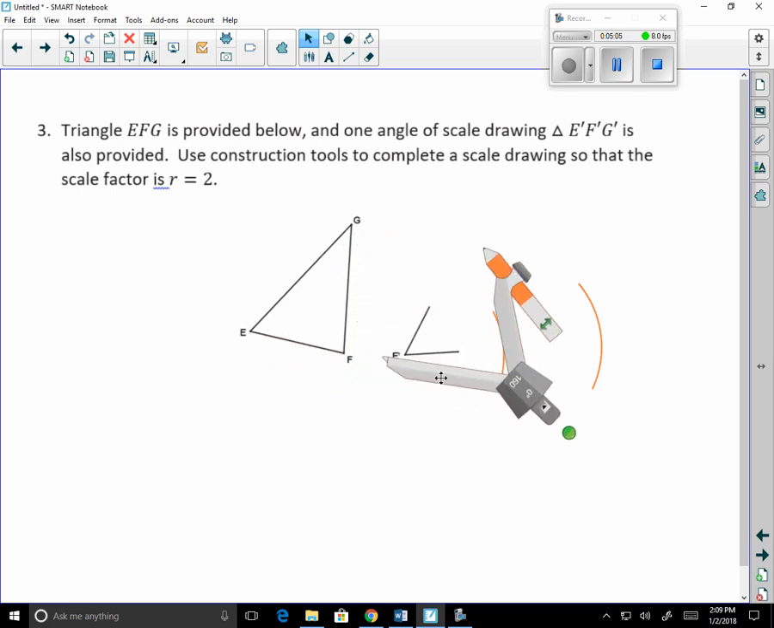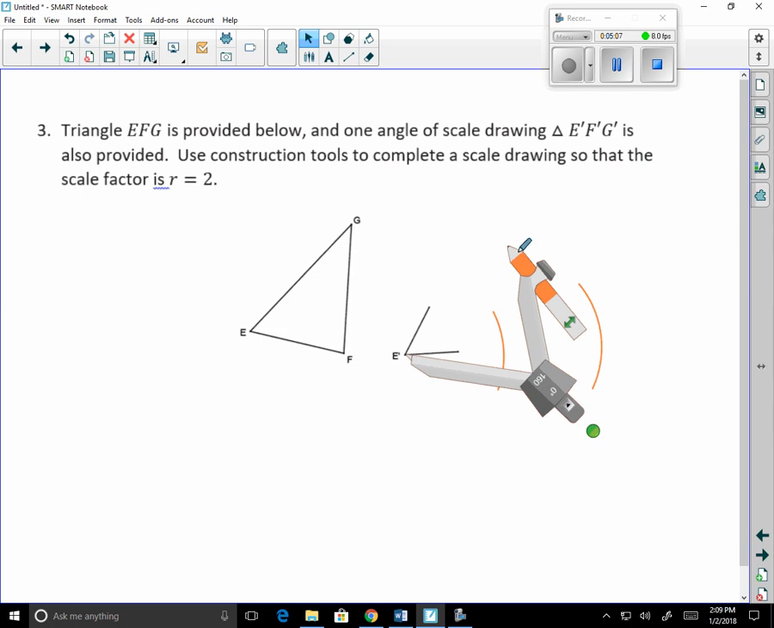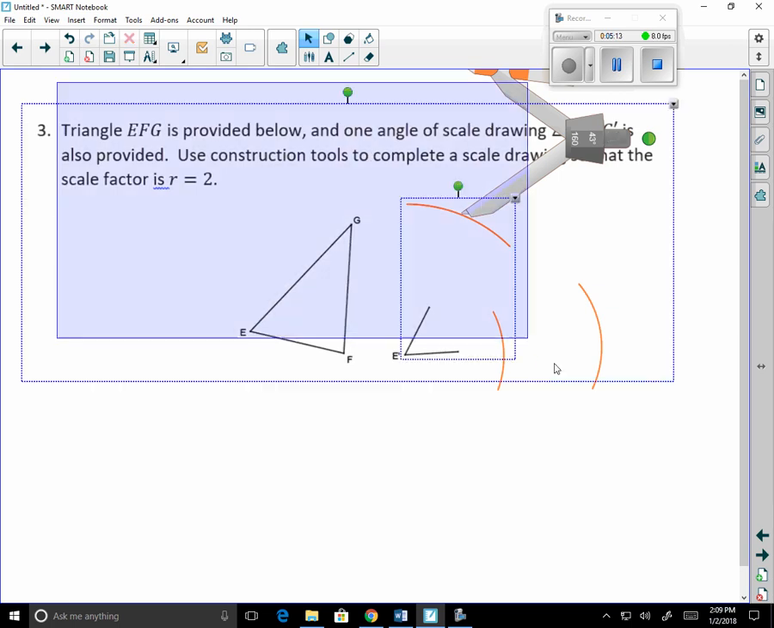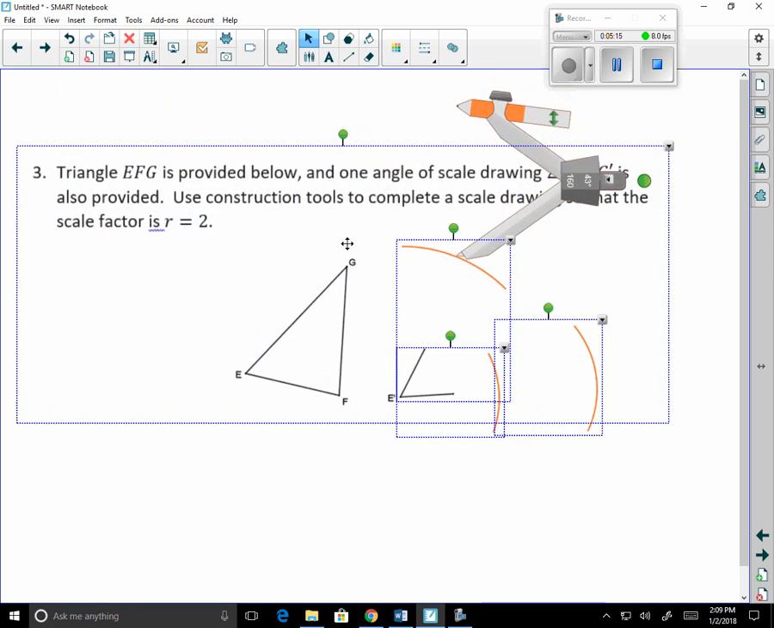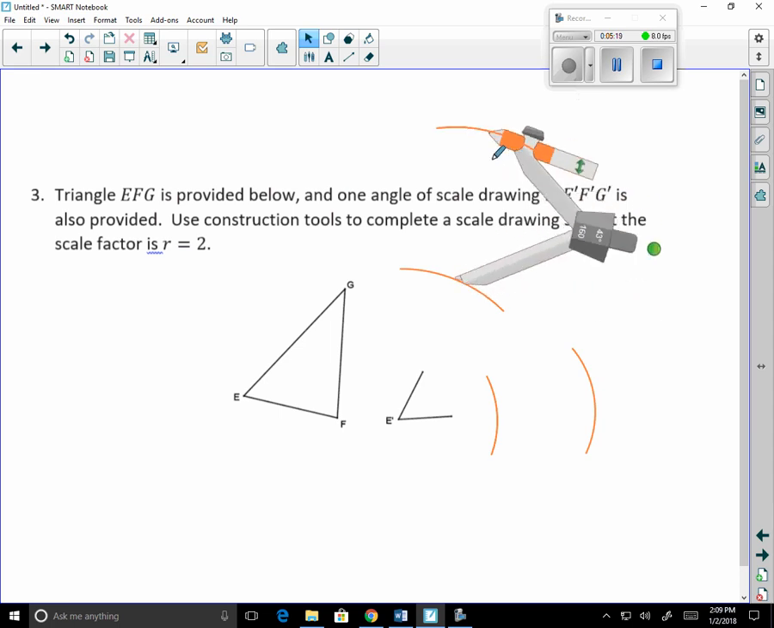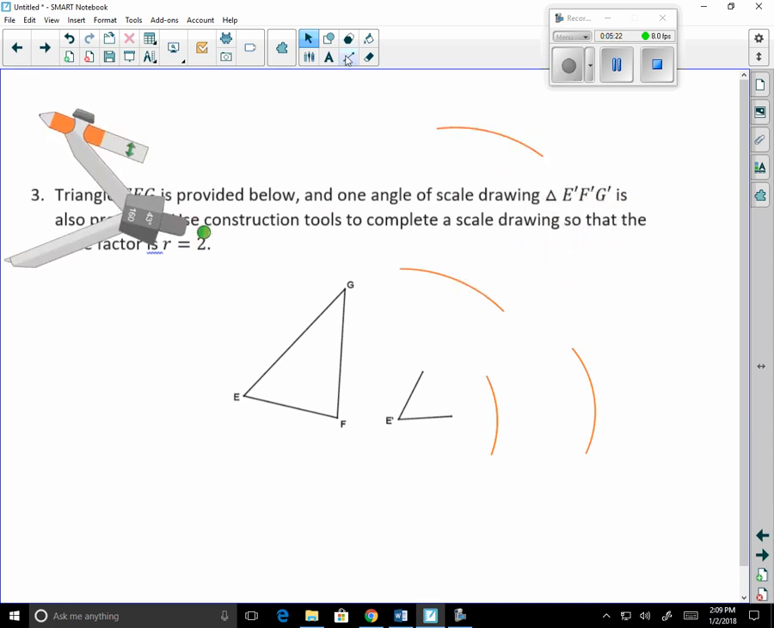And then mark that from E prime as well, 2 times again because it has a scale factor of 2. And again, we're going to go off the screen here, so let me just shift all this stuff down. That works. And then we can draw our straight lines using a straight edge, making sure to stop at that last arc.